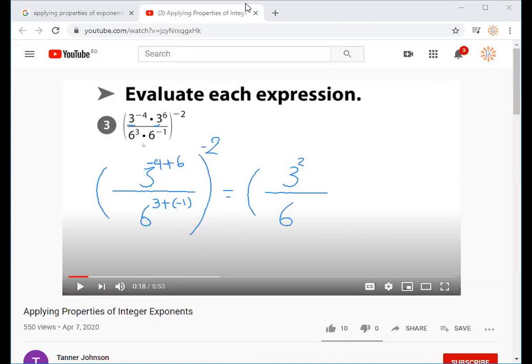3 plus -1 equals 2, right? And then don't forget that we have the exponent -2. Now you have 2 ways to solve. First way, can anyone help me: how am I going to answer this question? Yes, to distribute.